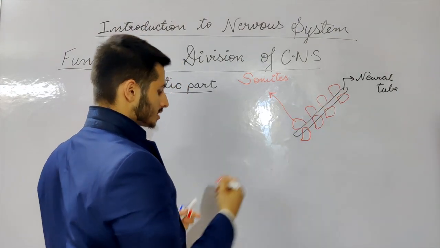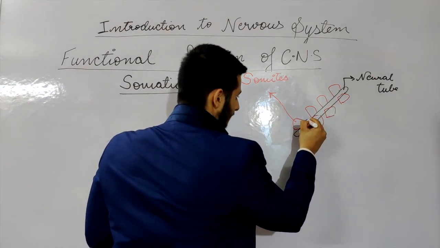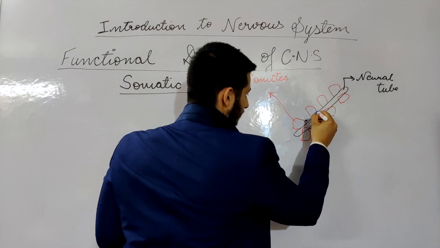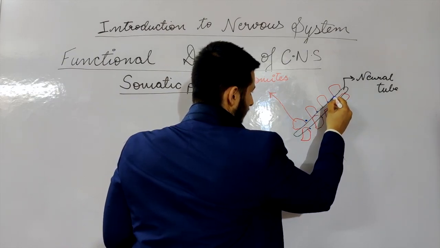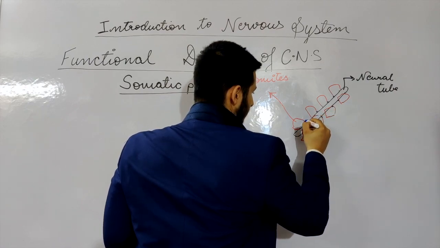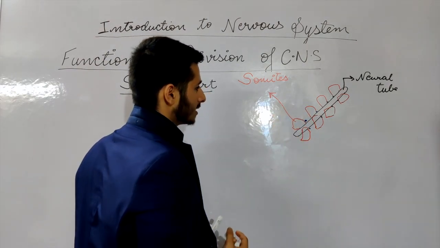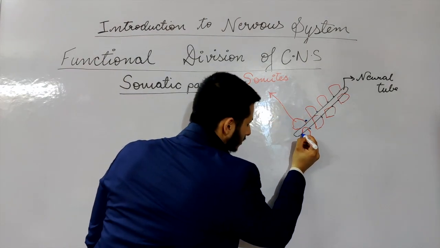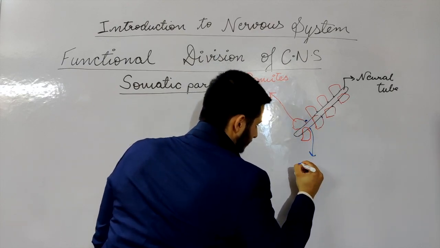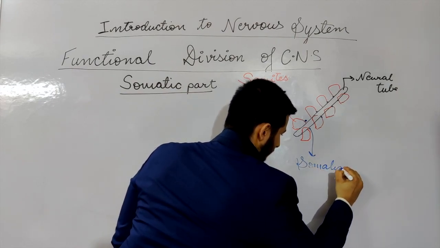And just beside the somites, we have somatic nerves. These somatic nerves arise segmentally along the developing CNS in association with the somites. So these are the somatic nerves.